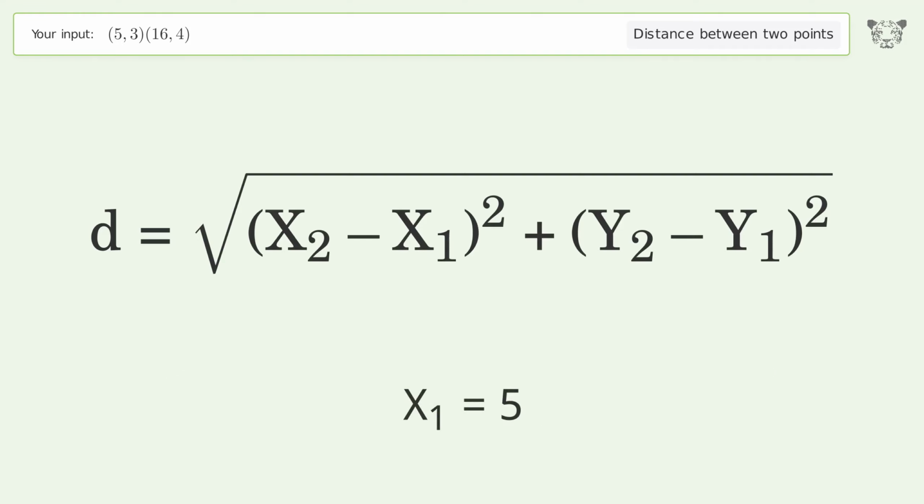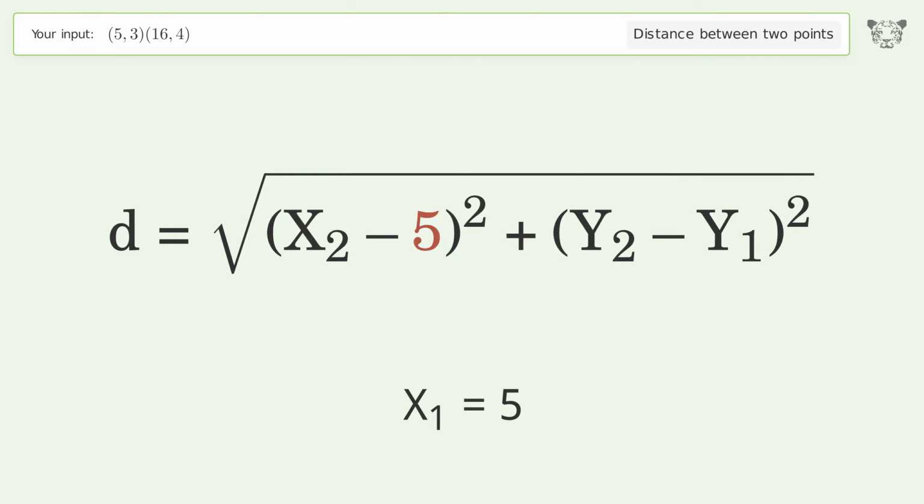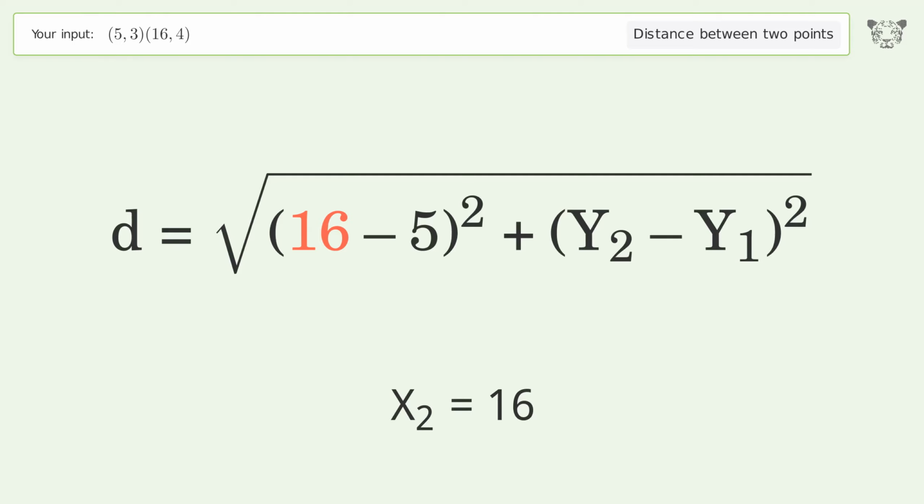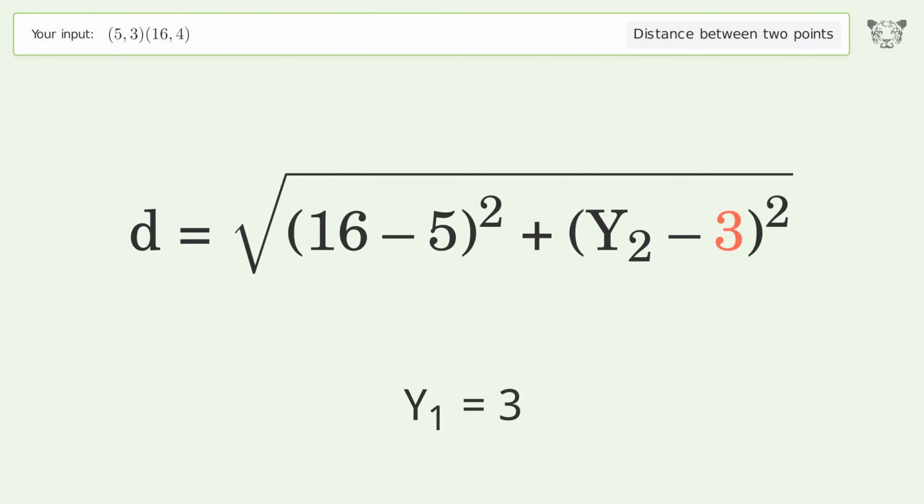x1 equals 5. x2 equals 16. y1 equals 3. y2 equals 4.